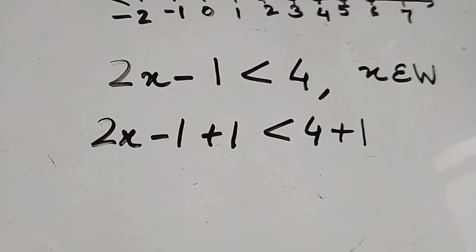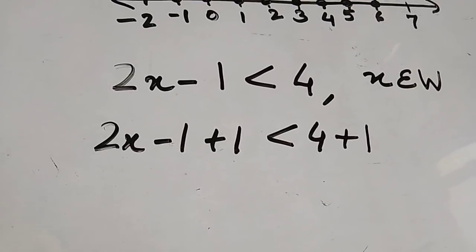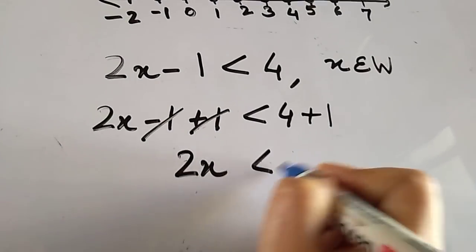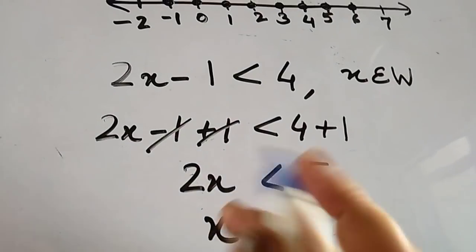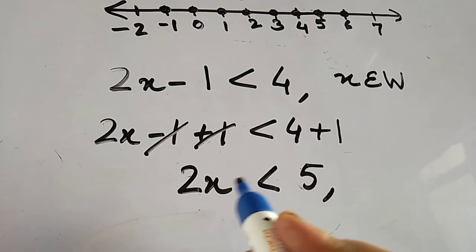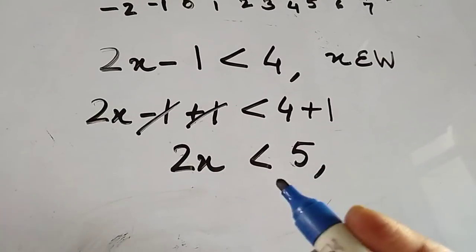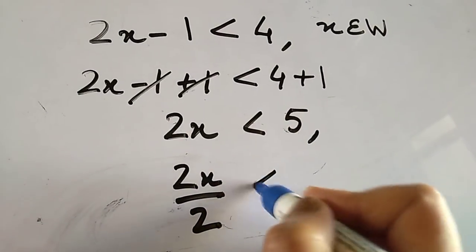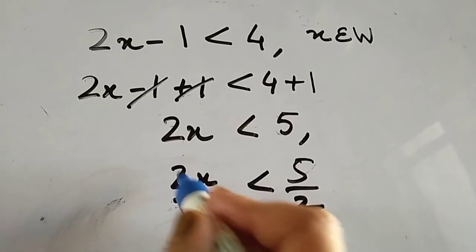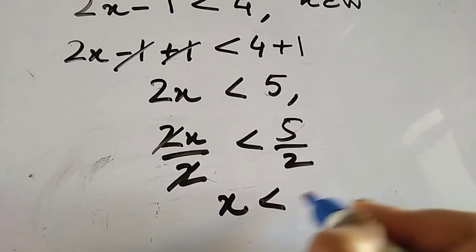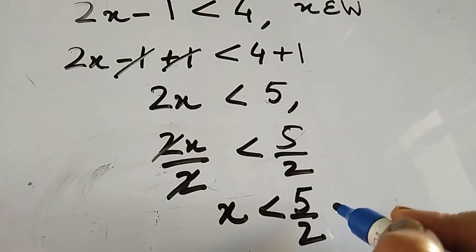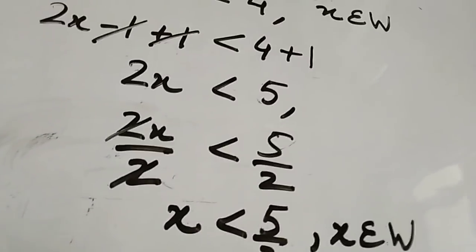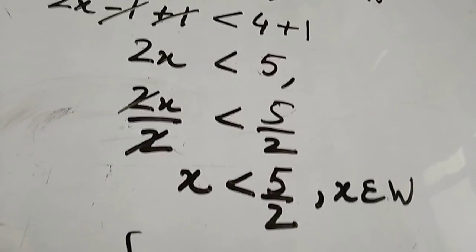But there is something different when we multiply and divide. That I'll let you know. Okay. So +1 -1 cancels and we get 2x is less than 5. Now how to remove this 2? x has to be alone, as we have been doing in linear equations. So what will we do? We divide both sides by 2. We get 5 by 2, so this gets cancelled and we get x is less than 5 by 2, and 5 by 2 means 2.5, and x belongs to whole numbers. Which are the whole numbers less than 2.5? What will be the solution set of this?